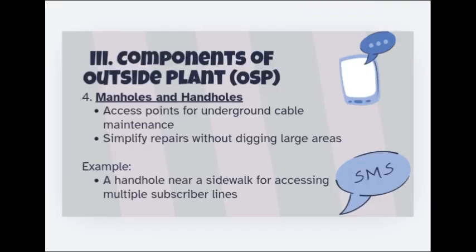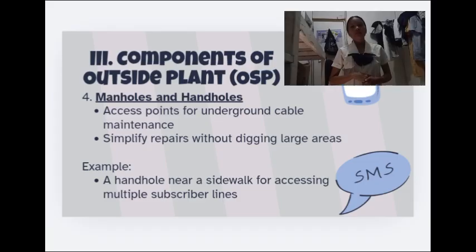Next is manholes and handholds. Access points for underground cable maintenance. Simplify repairs without digging large areas. Example, a handhole near a sidewalk for accessing multiple subscriber lines. Manholes and handholds are openings in the ground. Workers use them to check and repair underground cables without digging a big hole.